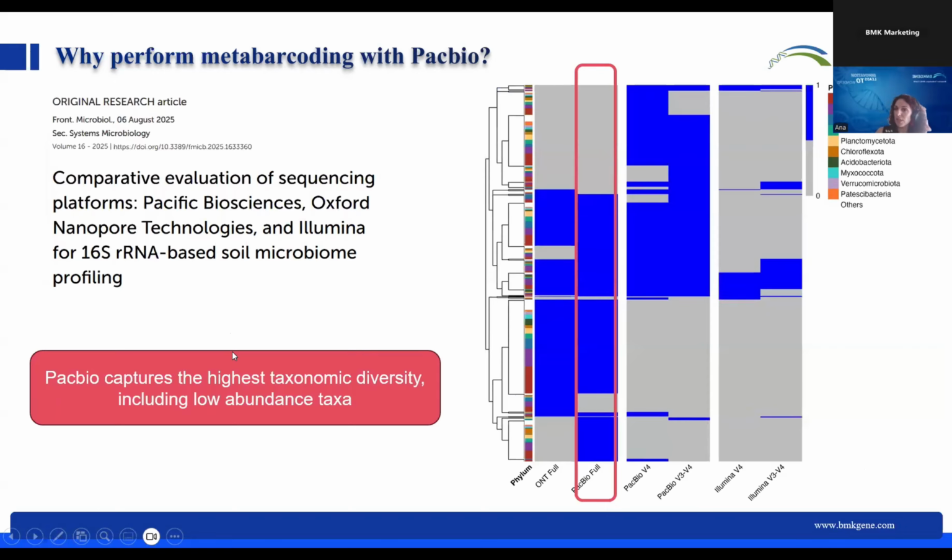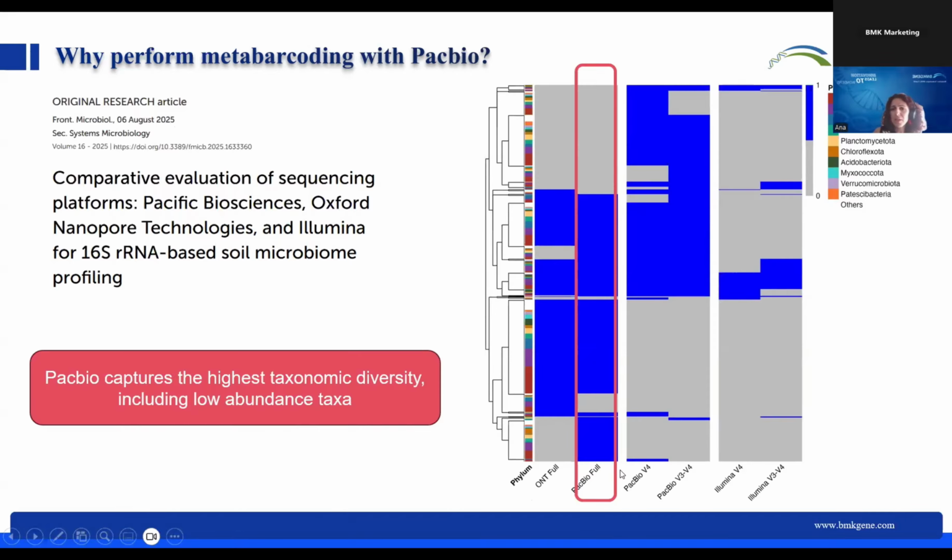But annotation rate is not the only thing. Another important factor is the ability to capture the taxonomic diversity of a sample. So in this study from last year, the researchers were aiming to compare different platforms to be used in 16S soil projects. So they compared PacBio, Nanopore, and Illumina.